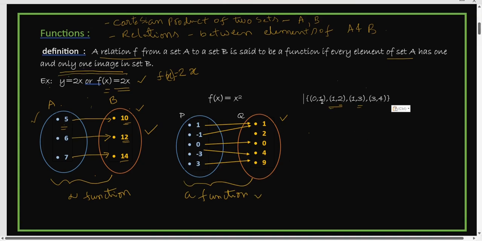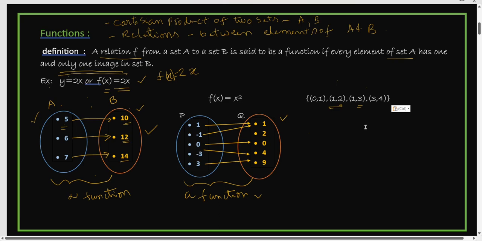Let's consider this example. Here the ordered pairs are (0, 1), (1, 2), (1, 3) and (3, 4). The first ordered pair is 0, 1. The second is 1 and 2. The third is 1, 3. Here the first element is 1 and the second element is 2 in one pair and 3 in the other. That means for the same element it has two images. So this is definitely not qualified to be a function.